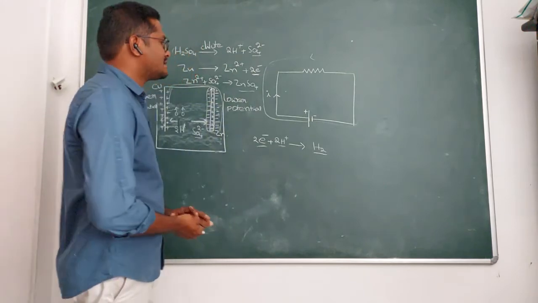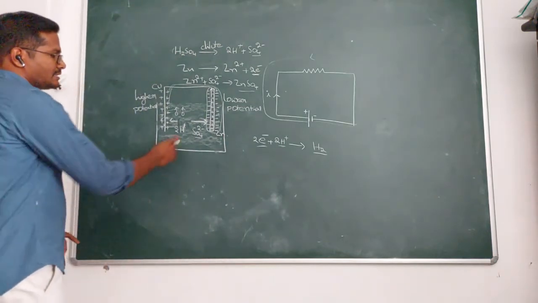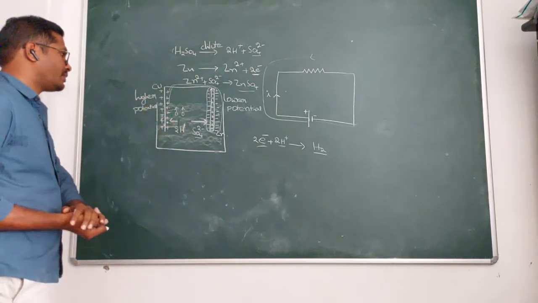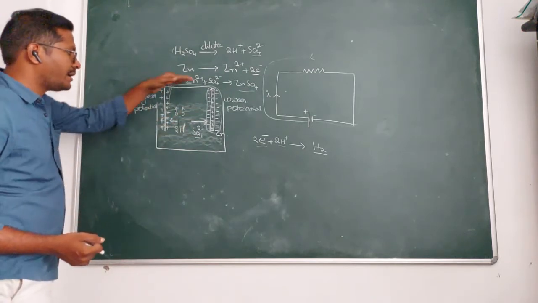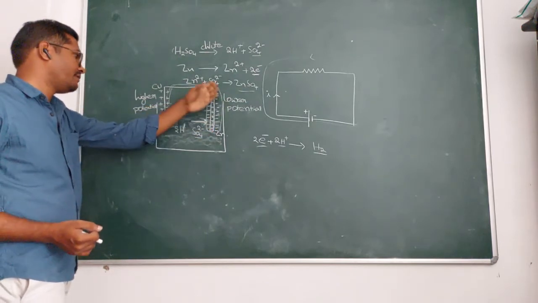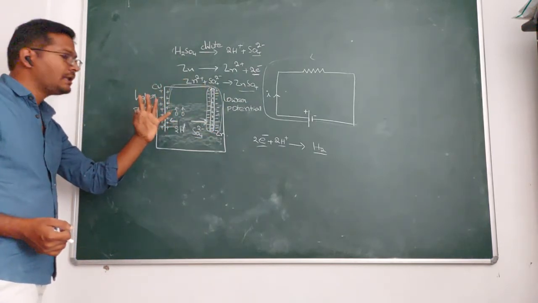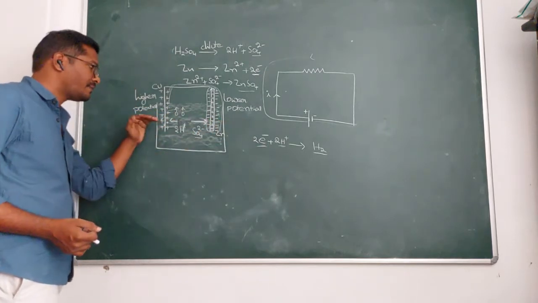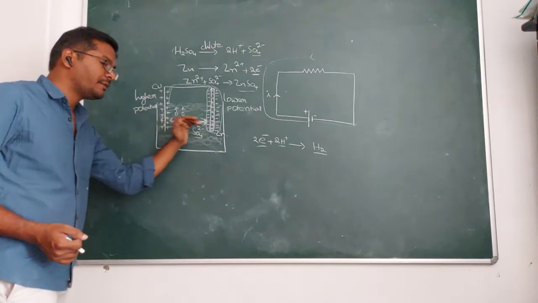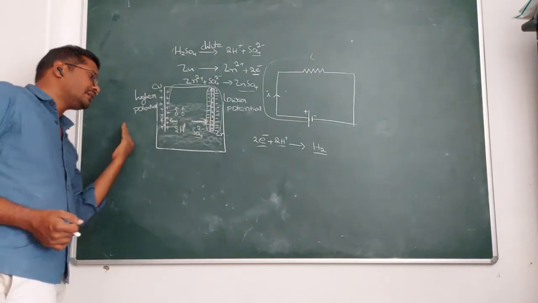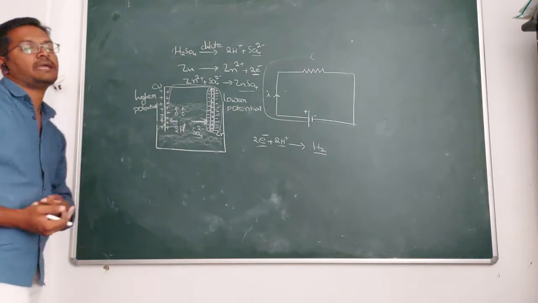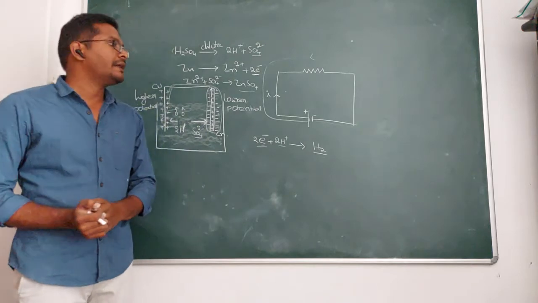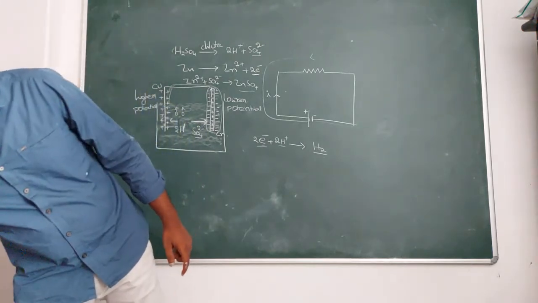Okay. So this is the simple construction of the cell, and this is outside the cell. There is a higher potential and a lower potential, and positives are moving from higher potential to lower potential, negatives are moving from lower to higher potential outside the cell. Inside the cell, SO4 2 minus is moving from higher to lower, and H plus is moving from lower to higher.